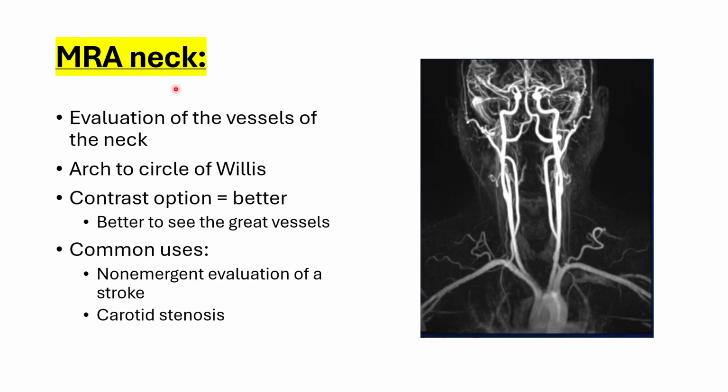Then we have MRA neck, which evaluates the vessels of the neck, as well as the arch to the circle of Willis. Contrast is definitely a better option for these to see the great vessels. Again, common uses would be non-emergent evaluation of stroke and carotid stenosis as well.